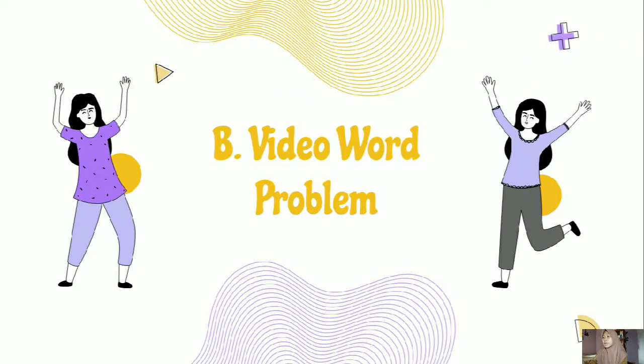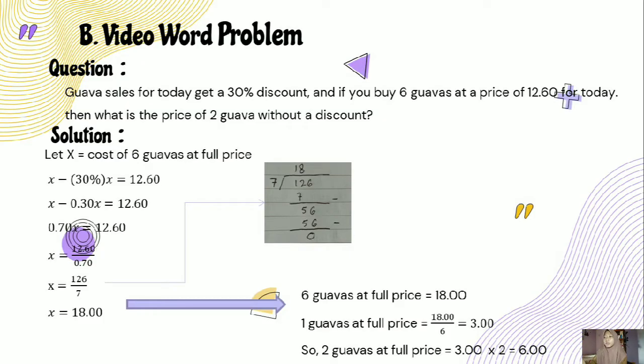Chapter 2 is about word problems. The question: guava sales for today get a 30% discount, and if you buy 6 guavas at a price of $12.60 for today, then what is the price of 2 guavas without a discount?